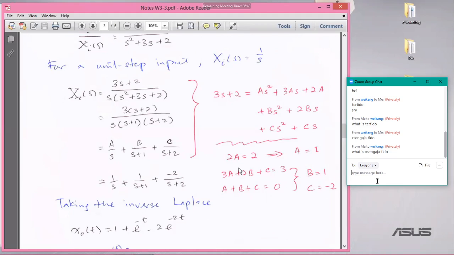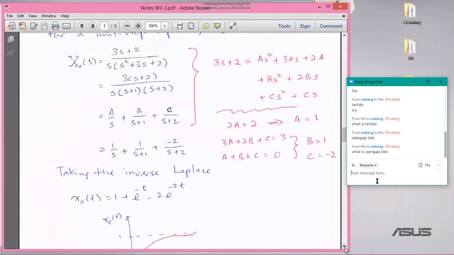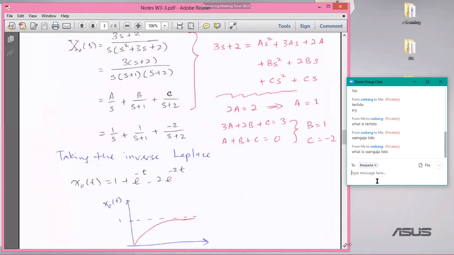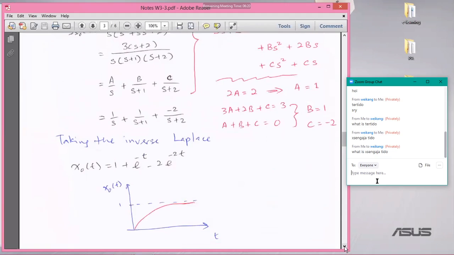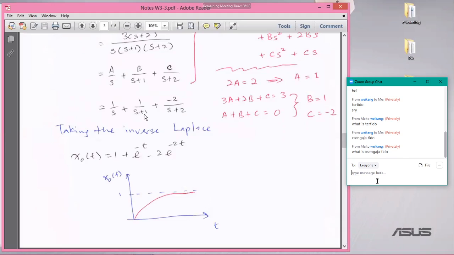Once you get a, b, and c, then you can now substitute in that fraction there. 1 over s, a is equal to 1, b is equal to 1, c is equal to -2. And now you can look in the table of Laplace transformation. You can simply take the inverse Laplace, because now each of the fractions is available in the table.